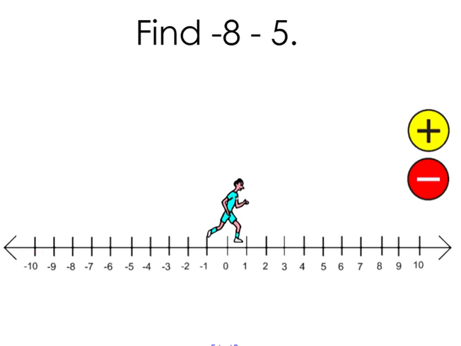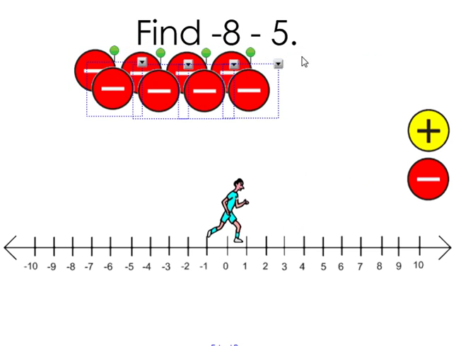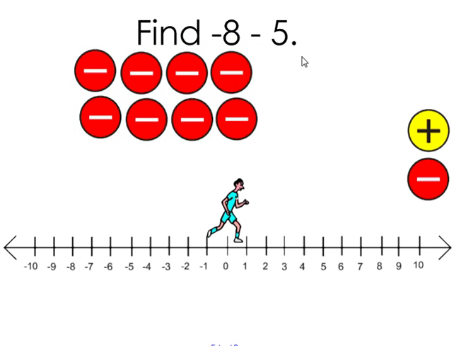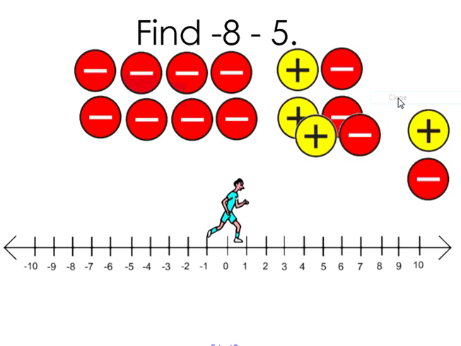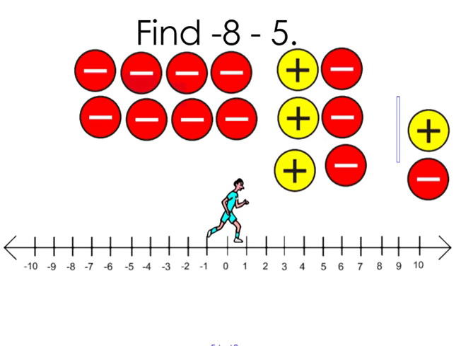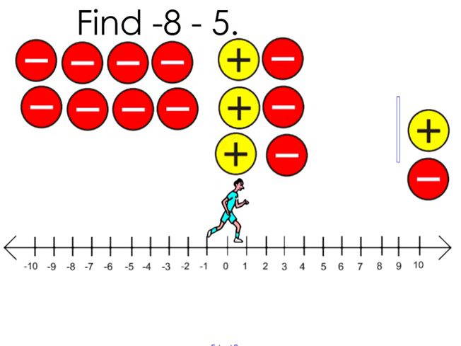Okay, next, negative 8 minus 5. So we'll start with 8 negatives. And we're going to take away 5 positives. So this is where we're going to do 5 zero pairs. There's 1, 2, 3. Move this over again.